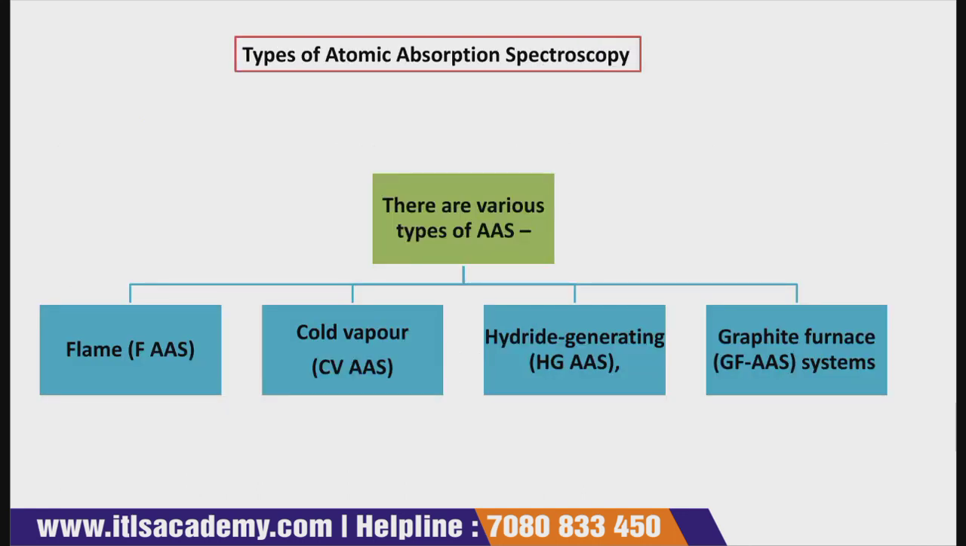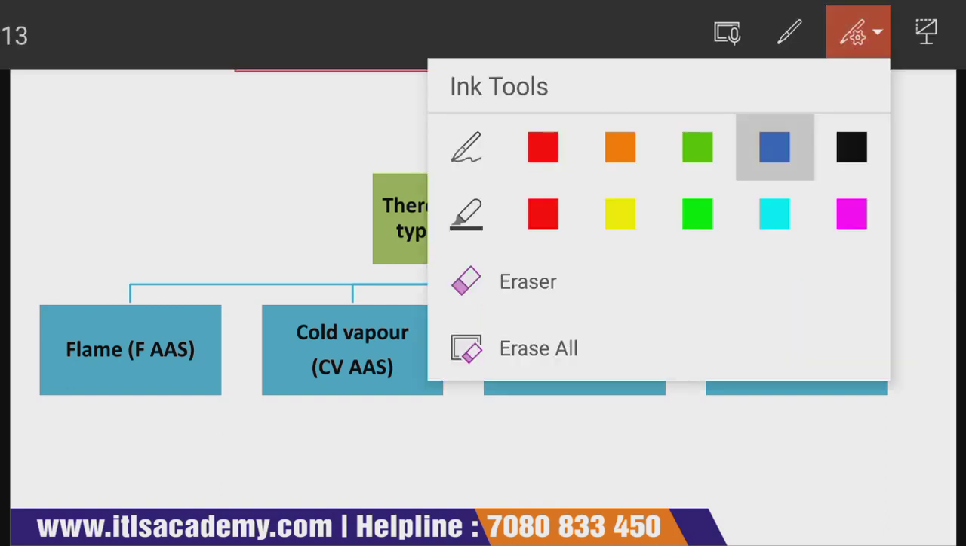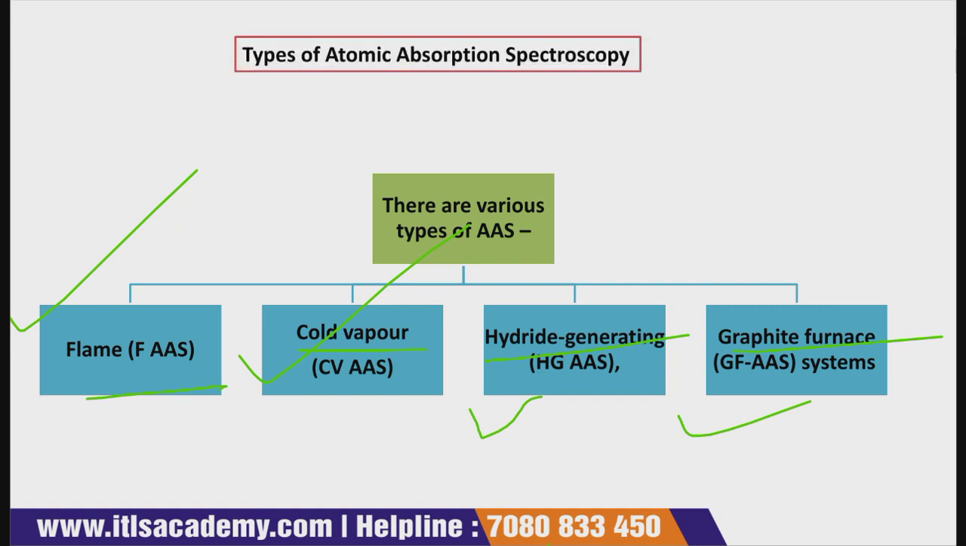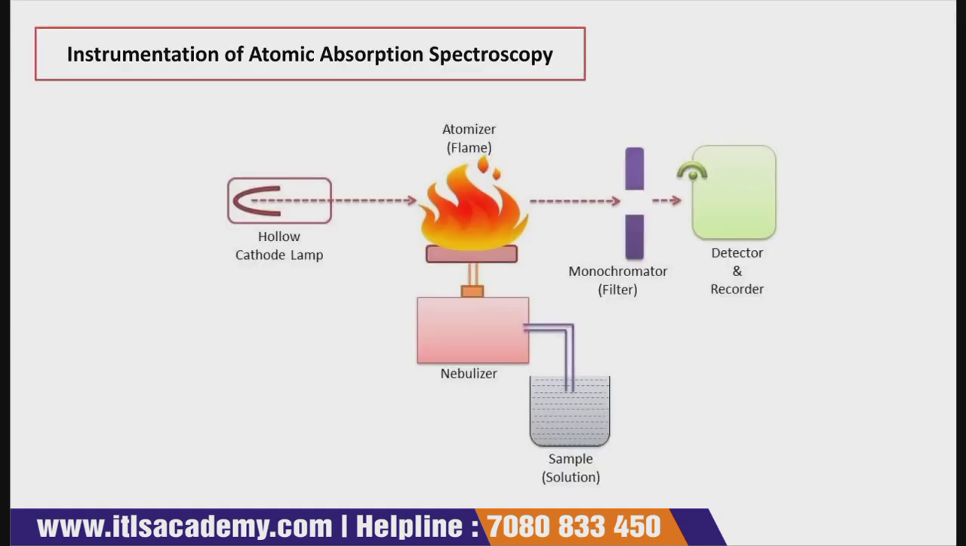Then comes the types of atomic absorption spectroscopy. As you can see in this table, there are basically four types. The first one is flame atomic absorption spectroscopy. Then cold vapor. Then hydride generation. Then graphite furnace. So how many types? Flame atomic absorption, cold vapor, hydride generation, and graphite furnace. These are the four types of AAS.